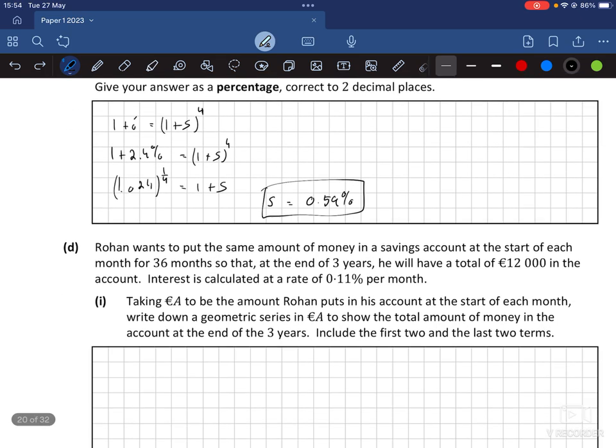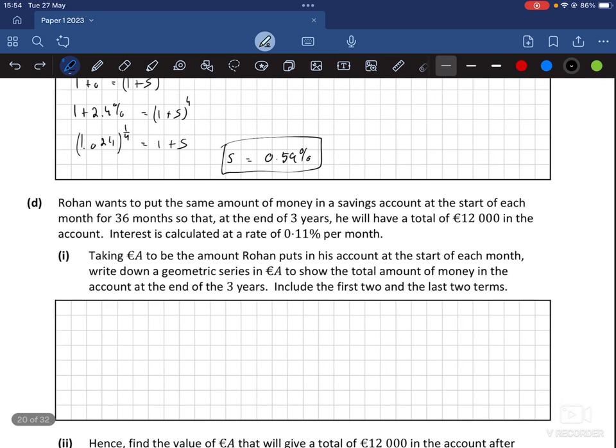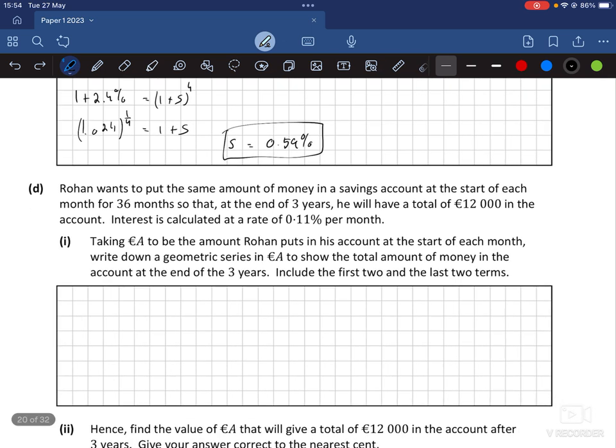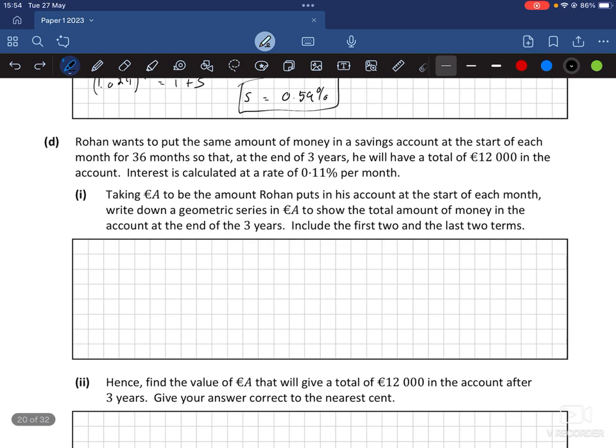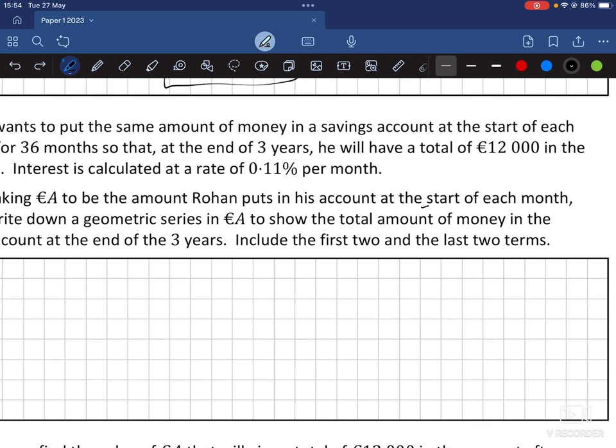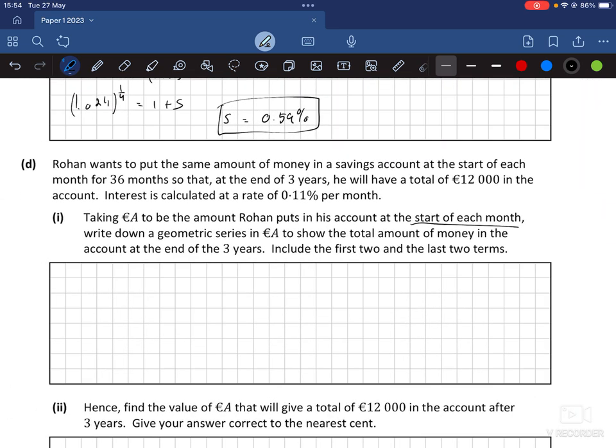Yeah, that's all good. Then Rohin wants to put the same amount of money in a savings account at the start of each month for 36 months, so that at the end of 3 years he will have 12,000 in the account, and we're told that interest is calculated at a rate of 0.11% per month. Then we're told, taking A to be the amount that he puts in at the start of each month, write down a geometric series in A to show the total amount of money in the account at the end of 3 years, and all we're asked to do is include the first 2 and the last 2 terms.